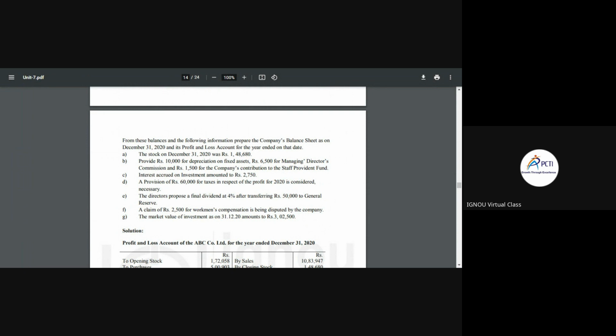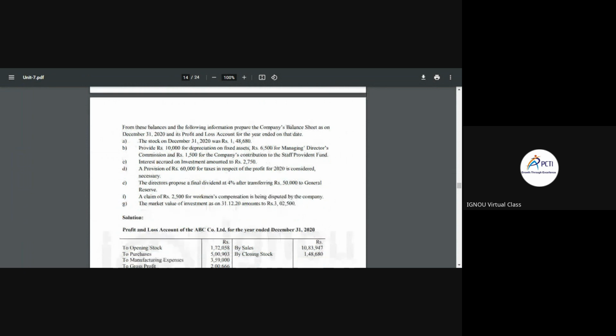Then we have a provision of rupees 60,000 for taxes in respect of the profit of 2020, which we consider necessary. Then the directors propose a final dividend of 4% after transferring rupees 50,000 to general reserve. Then we have a claim of rupees 2,500 for workman compensation, which is to be disbursed by the company. Then the market value of investment as on 31st December 2020 amounts to 3,02,500.